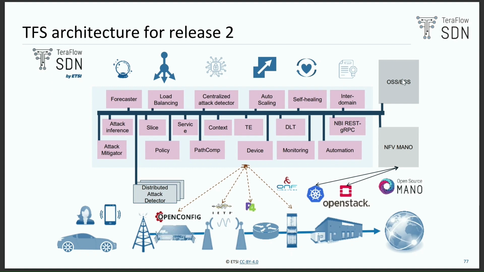architecture for the second release. As you can see here, we have many different small components. The most important things to keep in mind are, for example, the context component, that's our main database. We have the device component, which is handling the southbound interfaces. We have the service component, which is handling the connectivity service lifecycle. And we have an NBI component that's called compute right now. That is like the single point of entry to our microservice-based architecture.